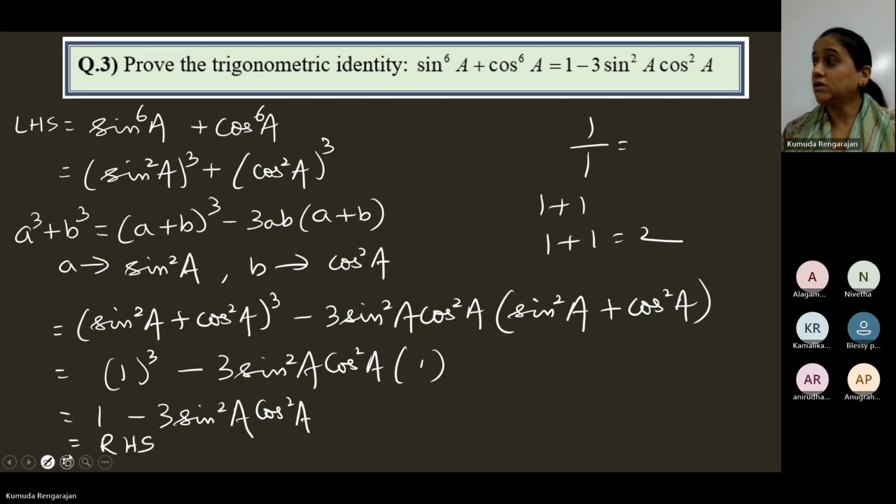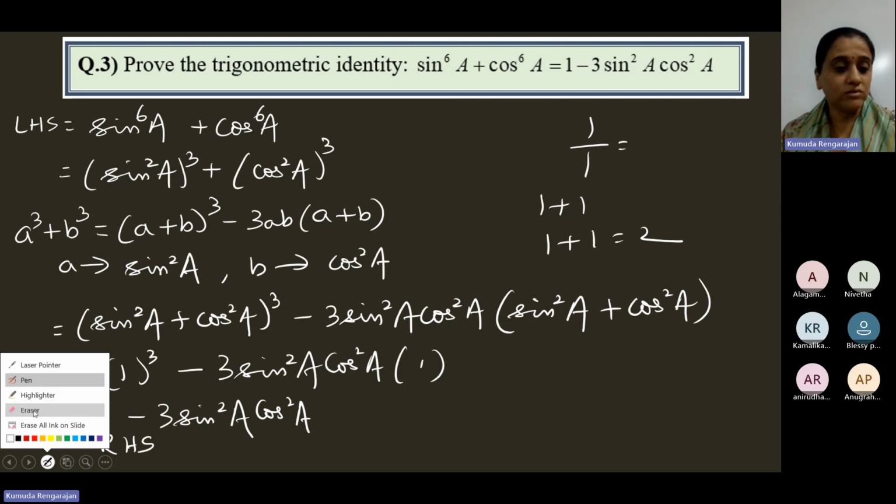Right on. We'll do the other way also. Other way meaning using the other identity. First write this.